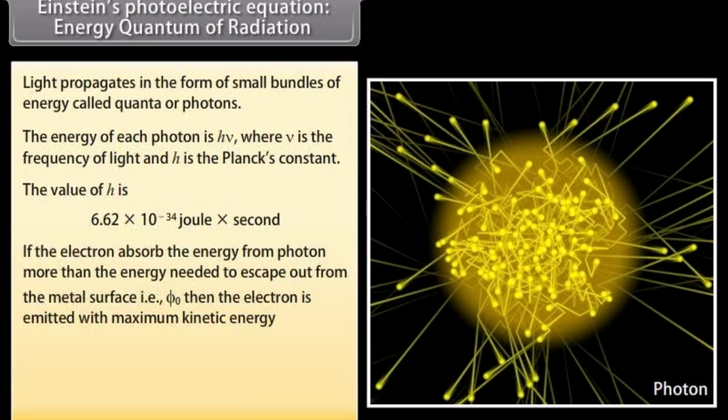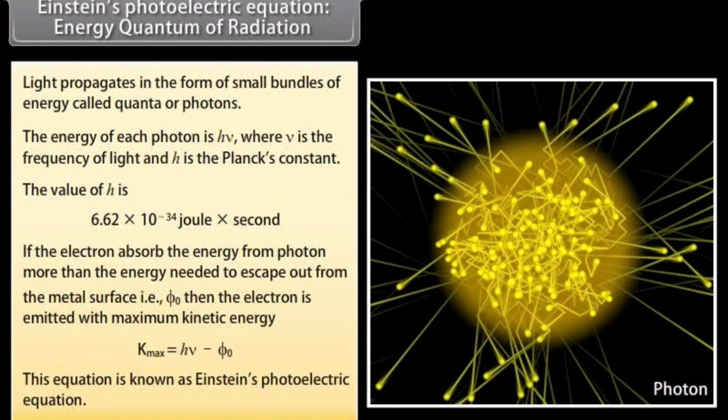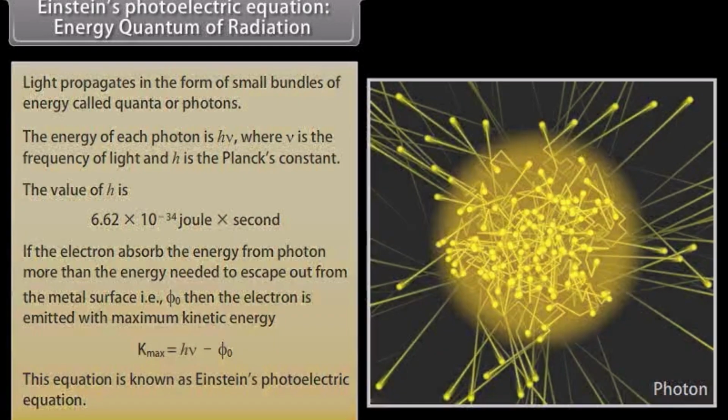If the electron absorbs energy from a photon more than the energy needed to escape from the metal surface, that is φ0, then the electron is emitted with maximum kinetic energy K max, which is equal to hν minus φ0. This equation is known as Einstein's photoelectric equation.